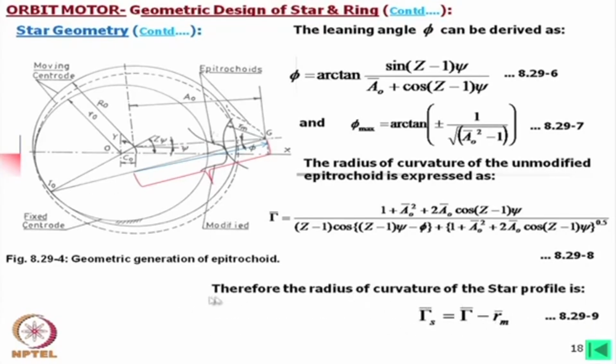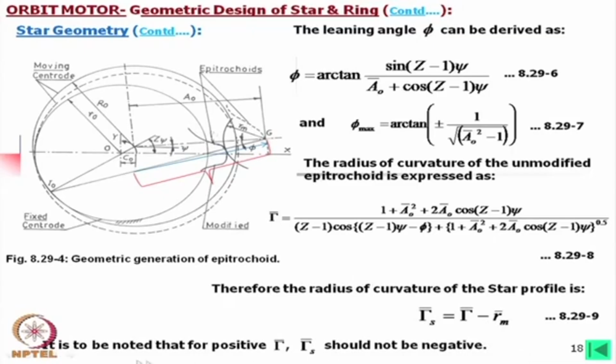Okay. So, here it is specified that the radius of curvature of the star profile Rs is equal to capital R minus Rm. This is the reduced radius of curvature of these points. This should always be positive. It is to be noted that this value should not be negative. The effective radius of curvature of this new profile should never become negative. If it becomes negative, then this curve will not be possible.